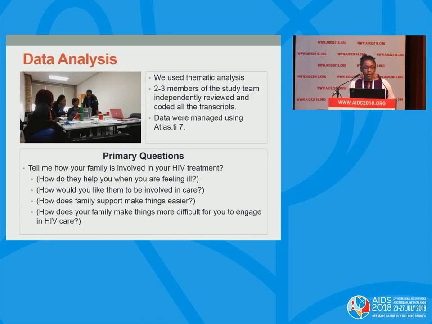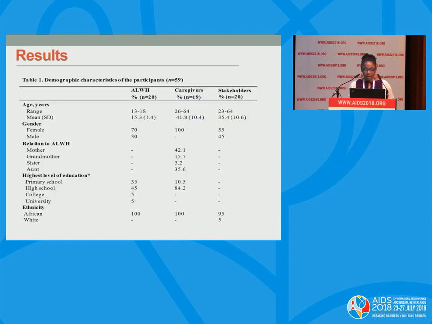The main question that we asked had to do with how their families were involved in HIV treatment, and we included a number of probes to not only capture the positive roles, but also some of the challenges that families might pose on youth retention and adherence. To analyze data, we had a team of 3 who independently reviewed and coded all transcripts, and we used thematic analysis with Atlas TI.